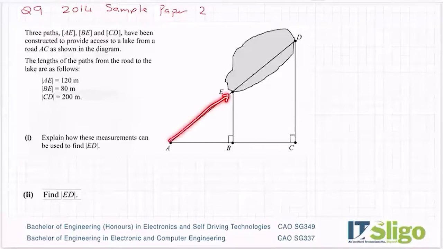The lengths of the paths from the road to the lake are as follows. From A to E, it's 120 meters. From B to E, it's 80 meters. From C to D, it's 200 meters. Explain how these measurements can be used to find the length of ED. Okay, so the trick to this one is to be able to spot the two triangles.